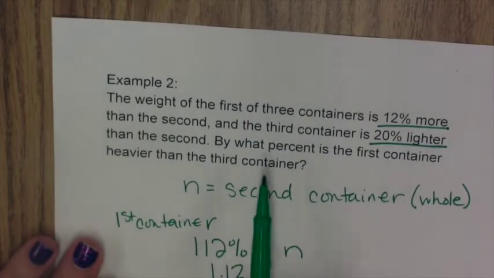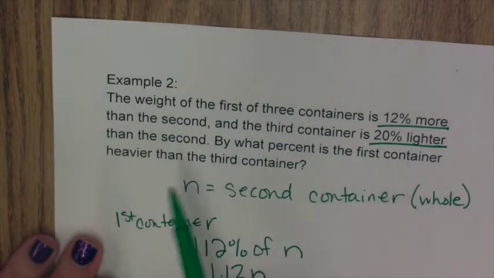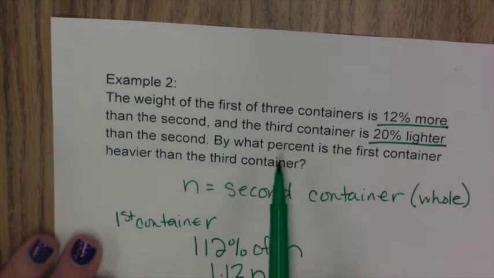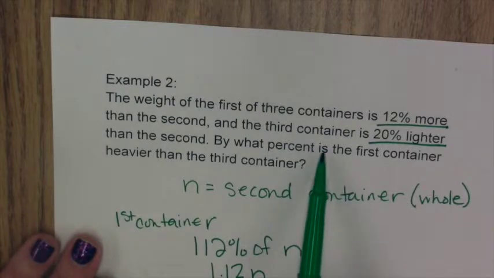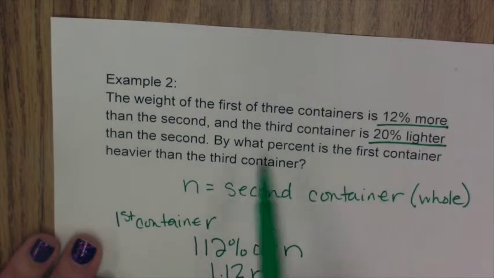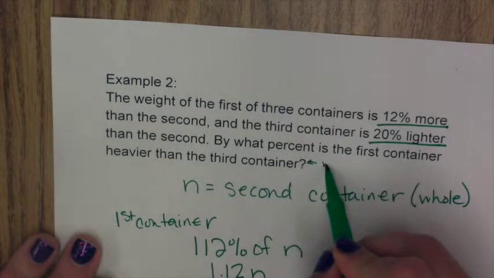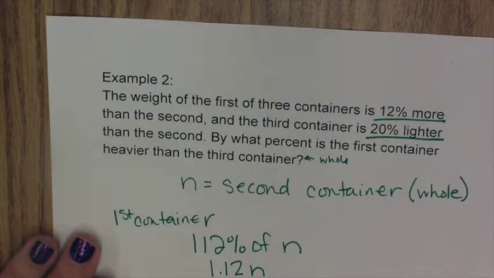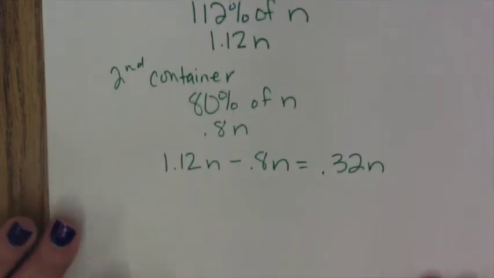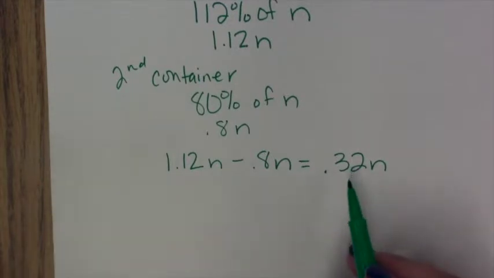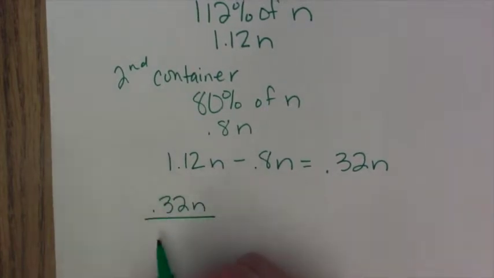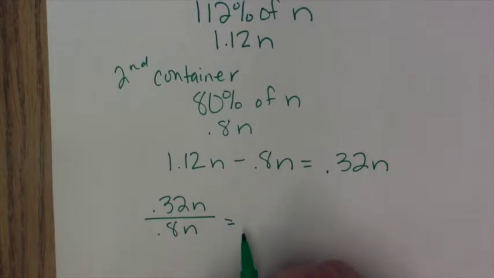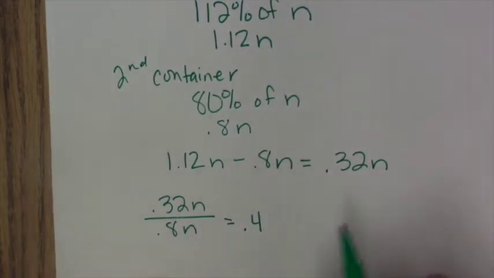But we want to know by what percent is the first container heavier than the third. So when we look at this, it says percent is would be like our equal sign. So is the first container, or our part, then the third container, which would be our whole. So we're going to take our part divided by our whole, or difference divided by our whole. All right, so 0.32N divided by 0.8N, which when we divide gives us 0.4, or that it is 40% heavier.